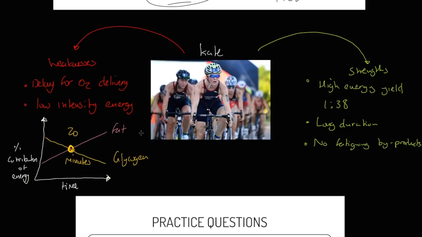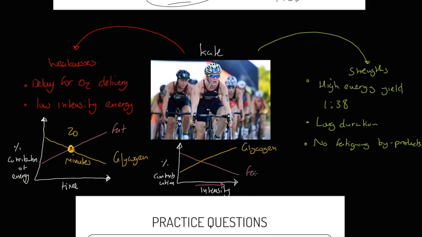However, we could change this to be basically exactly the same graph. Okay, so let me just draw it in here. Exactly the same graph, but this time, if we put intensity of exercise on the X and we still have percentage contribution on the Y, what we're going to find here is effectively the same model. So this time, and I would encourage you to reflect on this, the higher the intensity we go, the glycogen becomes predominant the harder we're working, aerobically I'm talking about, and fat or triglyceride becomes less and less contributing the higher the intensity we go.